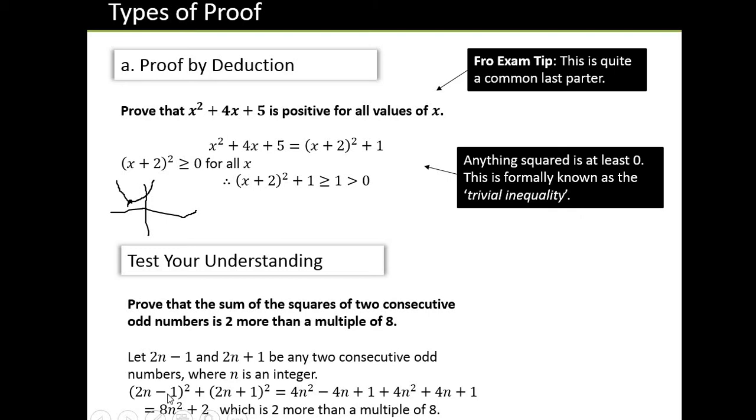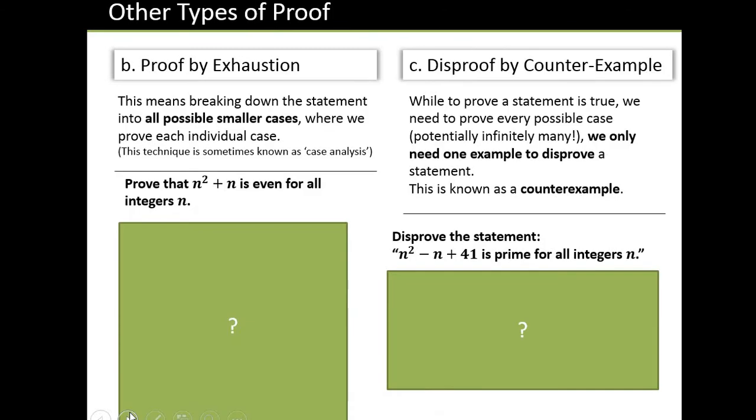Well, this here is clearly a multiple of 8. Whatever n is here, that will always be a multiple of 8, won't it? Because I'm timesing by 8. And so therefore, if I add 2, it's always going to be 2 more than a multiple of 8. Okay. So that's the end of proof by deduction.